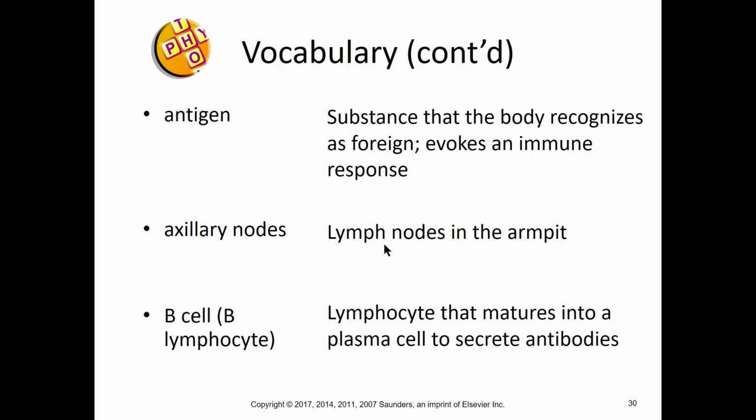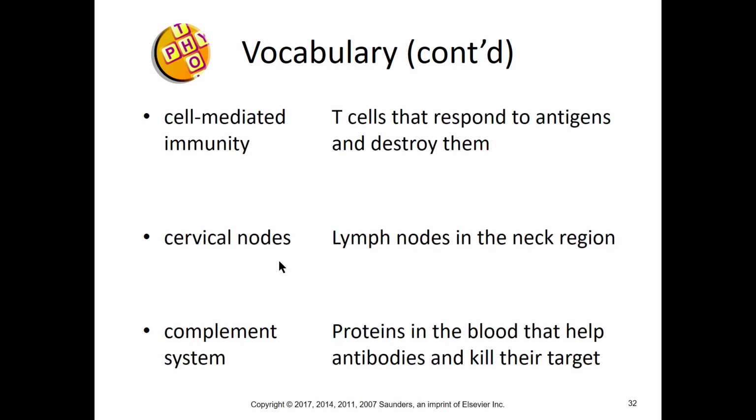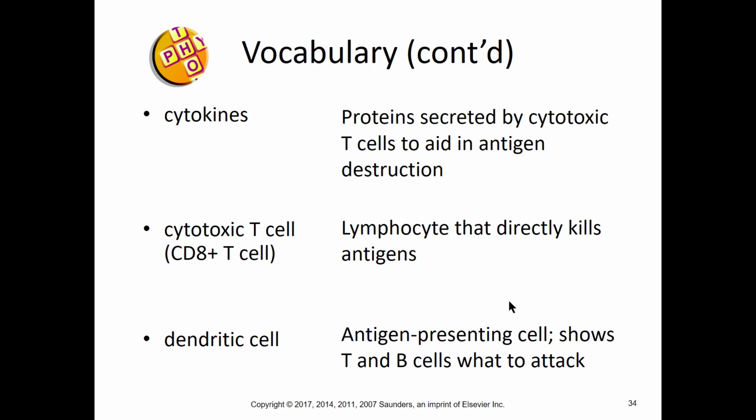Axillary nodes are lymph nodes in the armpit. B cells, or B lymphocytes, mature into plasma cells to secrete antibodies. What is cell-mediated immunity? It is usually T cells that respond to antigens and destroy them. Cervical lymph nodes are lymph nodes in the neck region. The complement system is proteins in the blood that help antibodies kill their target. Cytokines are proteins secreted by cytotoxic T cells to aid in antigen destruction. Cytotoxic T cells are CD8 plus T cells, lymphocytes that directly kill antigens.